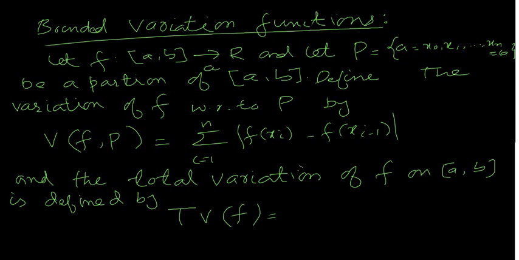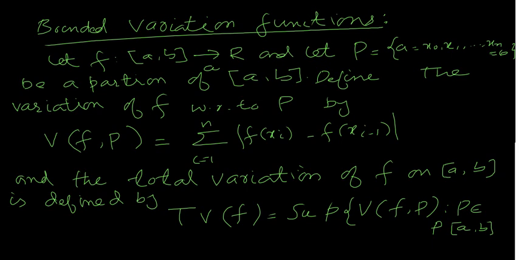So let's define that. It's the supremum of V(f, P), where P belongs to the partitions of the interval [a, b]. So this supremum depends on the partitions. We vary the partitions, we get different variations, and then we choose the supremum among those variations. That's called the total variation of f.